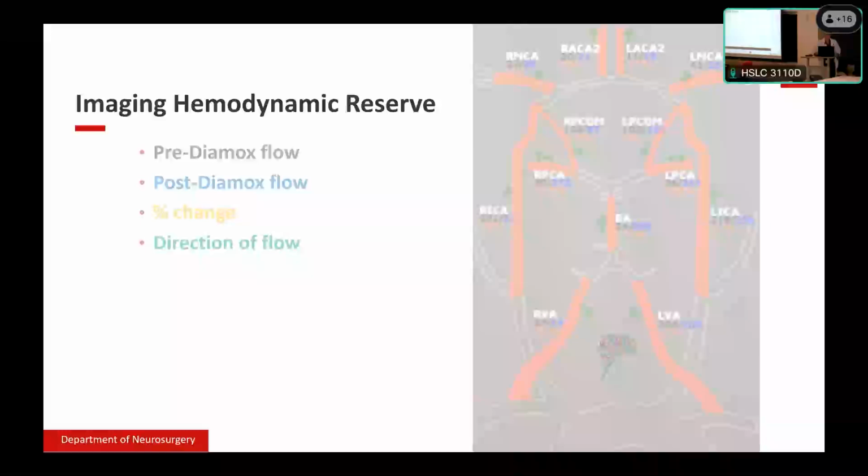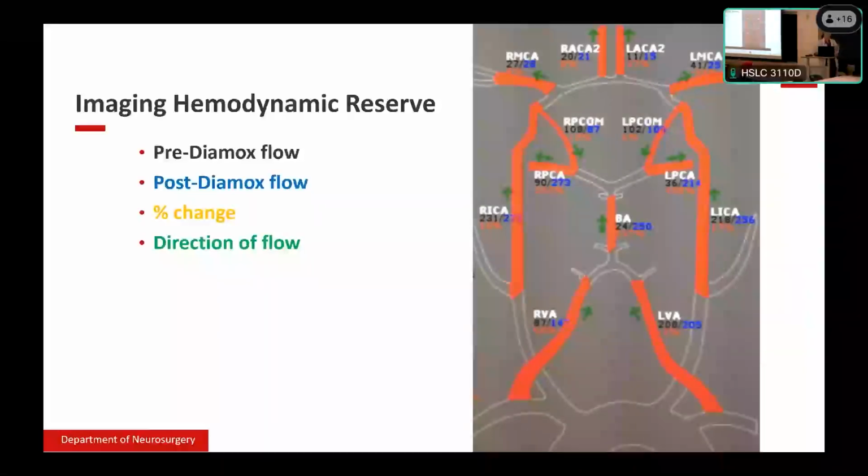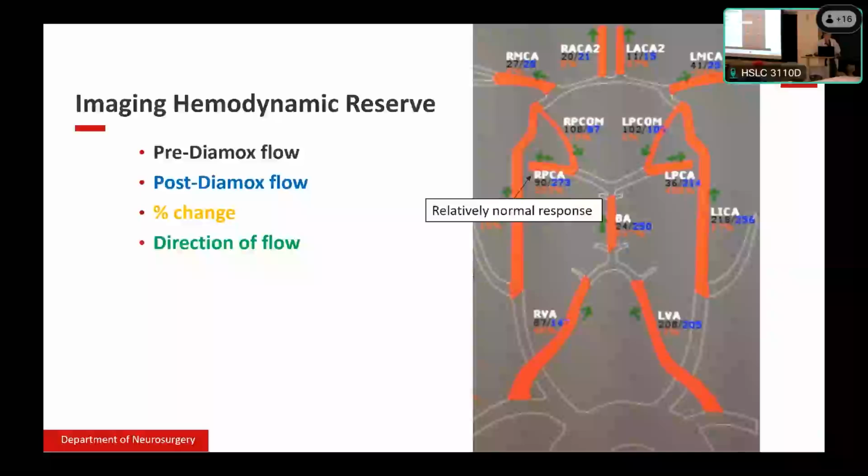Some of the residents might remember this slide. I did show this when I interviewed here last year. Basically, this is what the map would look like for NOVA. Currently, we don't have a map like this for the 4D flow, but I have discussed this with the neuroradiology team about possibly getting a map similar to this, because I think it's very easy to read. But that's a relatively normal response that you see there in response to the Diamox.